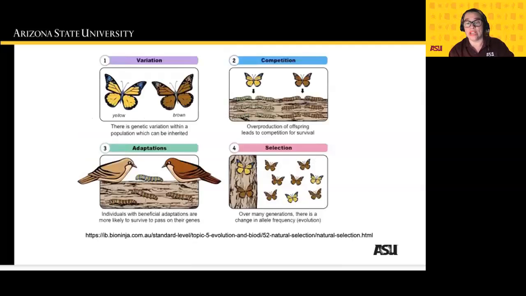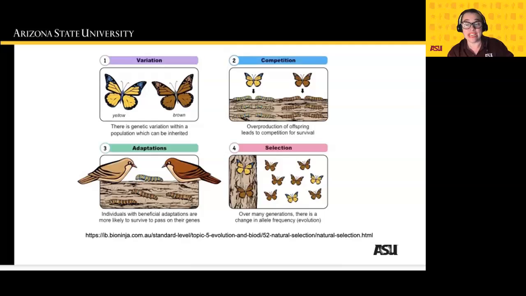Finally, in the 1940s, evolution by means of natural selection was accepted as the current paradigm, which is still what is accepted today. In order for natural selection to be observed in a population, there must be variation in heritable traits among individuals in the population. There must be competition for resources, limiting survival.